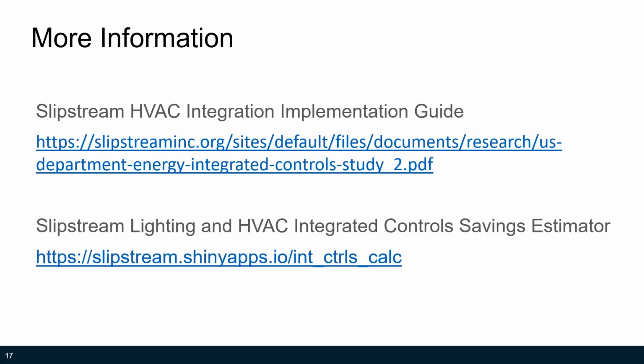Slipstream has produced several resources to help practitioners implement HVAC integration projects. One is an implementation guide which goes into more depth on many of the topics discussed in this module. Another is a savings estimator that gives reasonable project-specific energy savings and economic estimates.